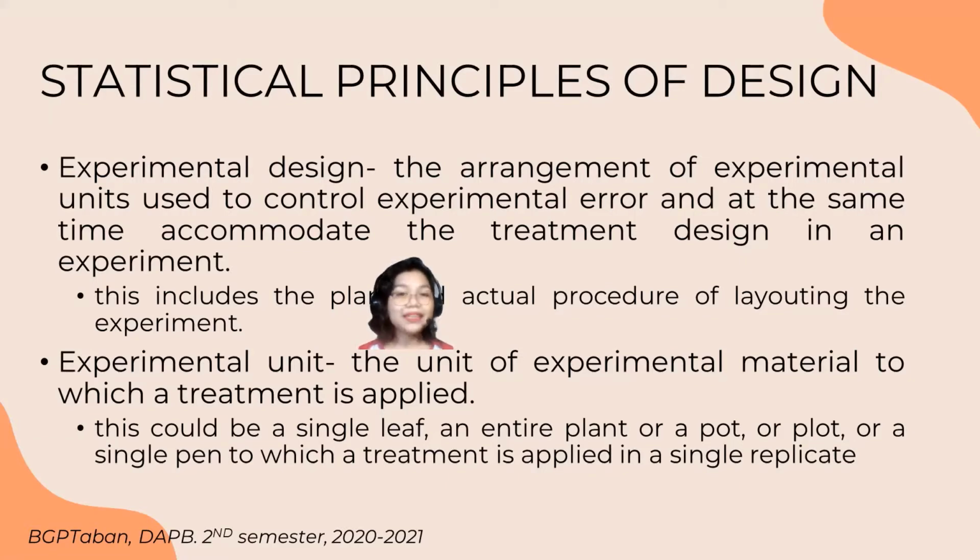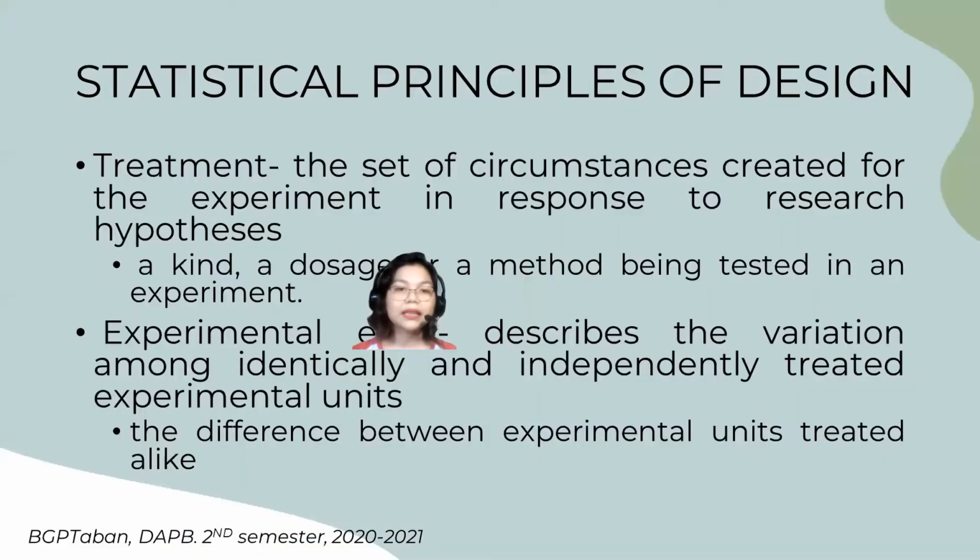And EU, as I've mentioned earlier, refers to the unit of experimental material to which a specific treatment could be applied. This could be a single leaf, it could be an entire plant, or it could be per pot basis, or per plant basis, or it could be a single pen of animals, for example, to which a treatment is applied in a single replicate.